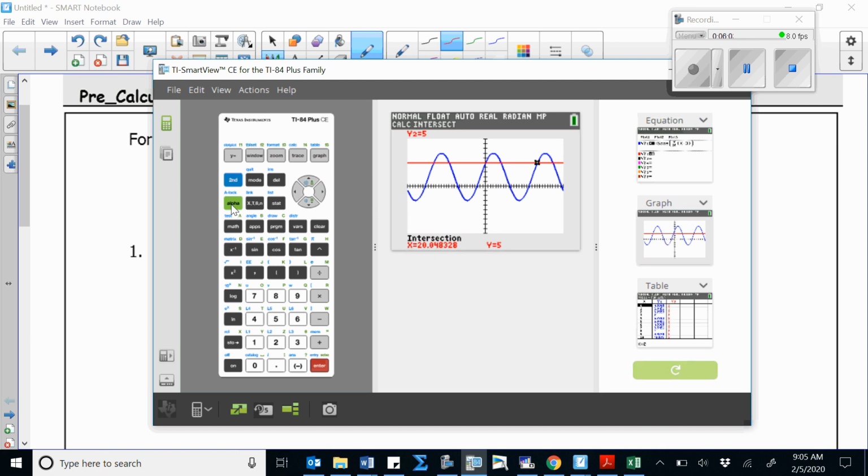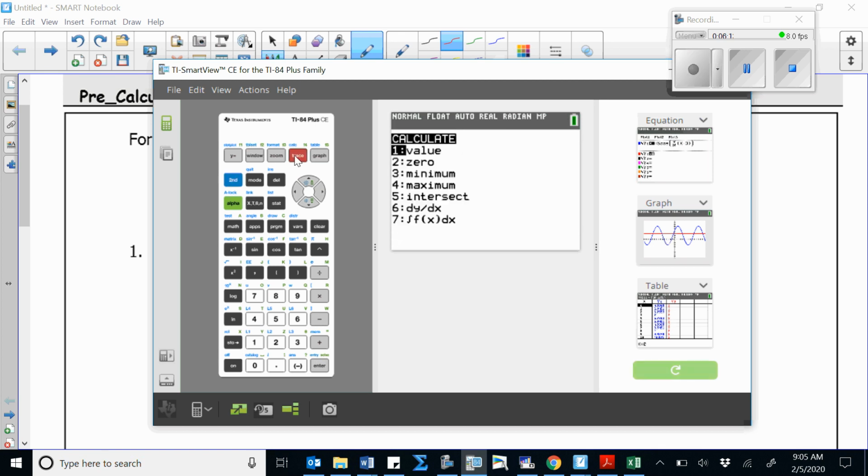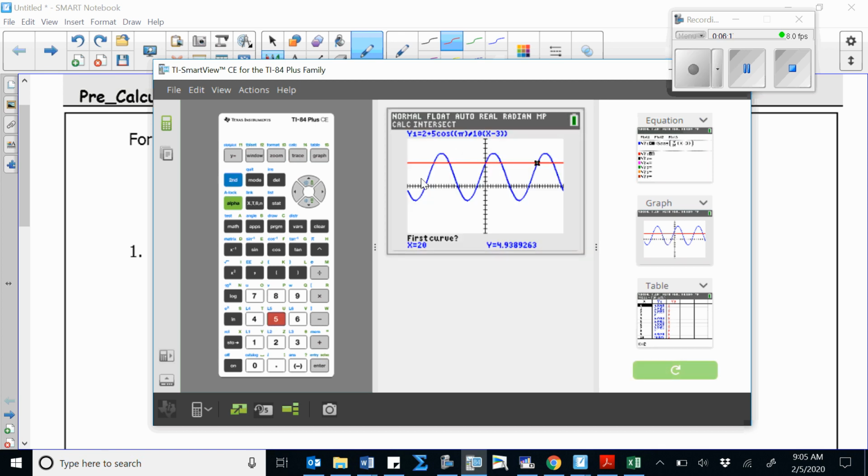Then to find the third one, second graph, second trace, and then I go to 5. Again, it's asking for the first curve. So this is the first curve. I'm standing on the first curve, then the second curve, enter.